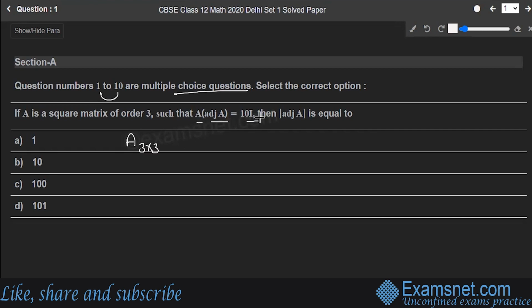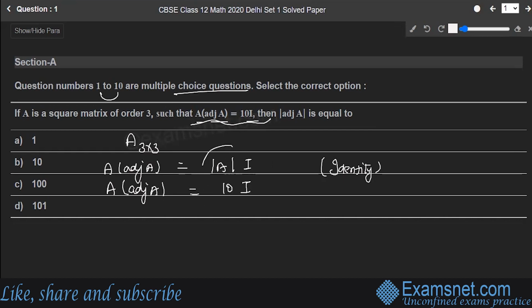See, in this question, let's consider one thing. You know that A into adjoint of A is equal to determinant of A into the identity matrix. This is the identity. Thus, comparing it with the given equation, A into adjoint of A is equal to 10I, which means determinant of A is equal to 10.